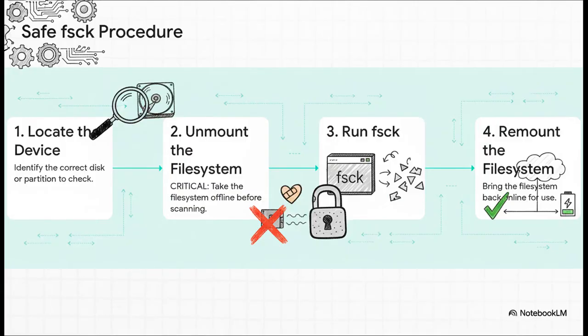And here's rule number 1, the big one. You never run FSCK on a live mounted file system. I mean, that's like trying to perform open heart surgery on someone while they're running a marathon. It's just going to lead to absolute chaos. So the safe way, the only way, is to follow these steps. First, figure out which device you need to check. Second, and this is the most important part, you unmount it. Take it completely offline. Then you can run FSCK. And when it's all done, you mount it back up.